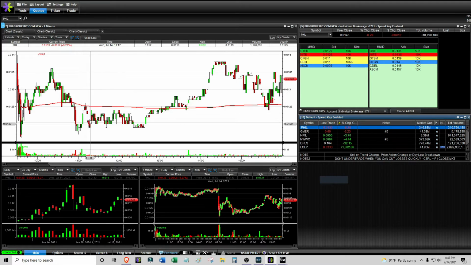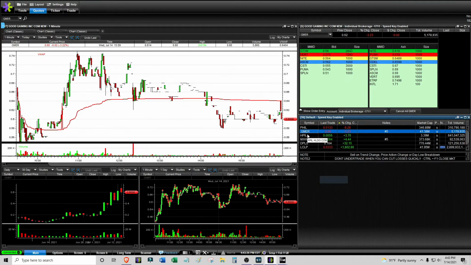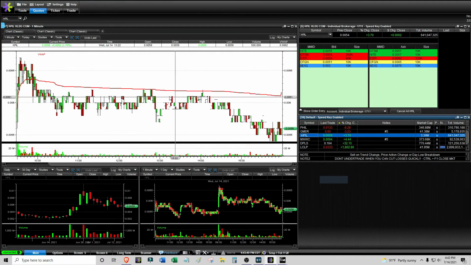PHIL didn't really do much. Sure, it did this higher low here, but that was later in the day, too late in the day for me to consider it. GMER did do that uptrend towards the middle of the day here, but it didn't seem to really hold through. It doesn't trade with very good volume, so maybe I'm wasting my time watching this.